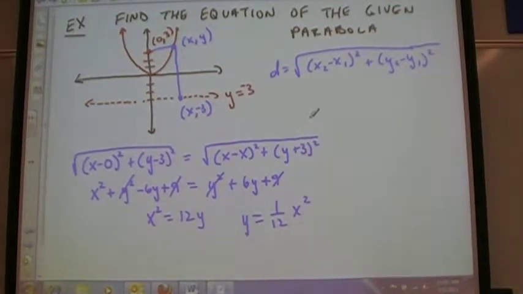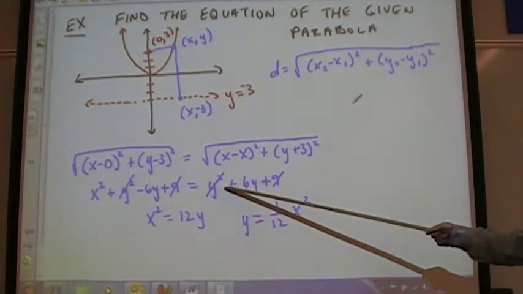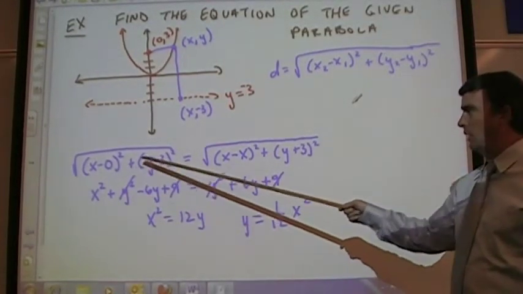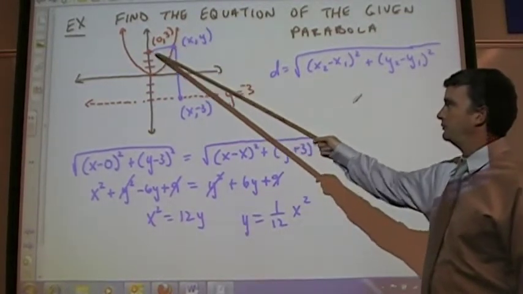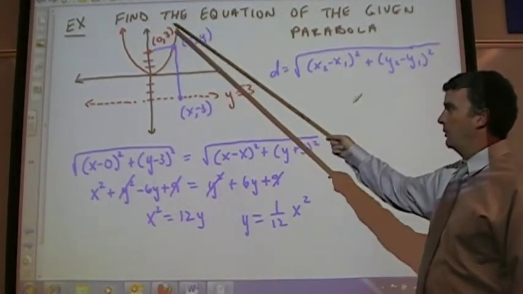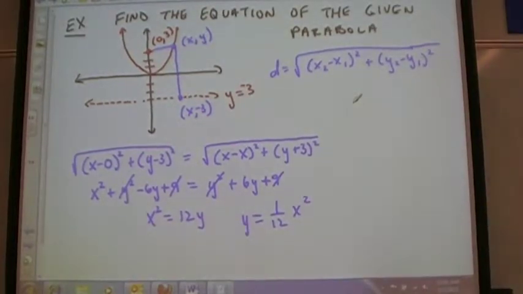Okay? How'd you get the equation to the left side of the equal sign? Did you just do x minus? That's the distance from here to here. Okay. x minus 0 squared plus y minus 3 squared. Doesn't matter which one's x2 and x1. All right, next.